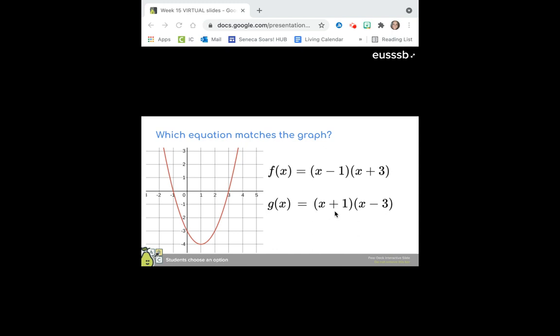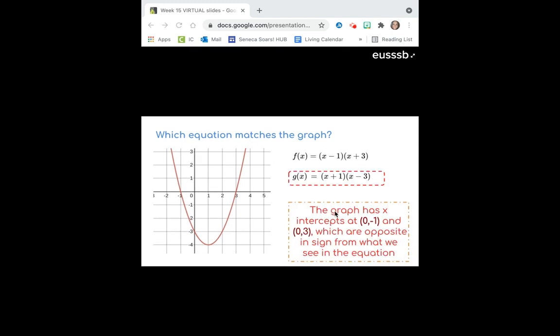So the key here is to remember that whatever we see on the graph is the opposite sign in the equation. Just like with our vertex, when we wanted to shift to the right, the equation actually had a minus. So same thing is true here. So if we look at the graph, we've got an x-intercept at negative 1 and an x-intercept at positive 3. And I just realized I wrote those backwards. Those notations are backwards. But it should say (-1, 0) and (3, 0).